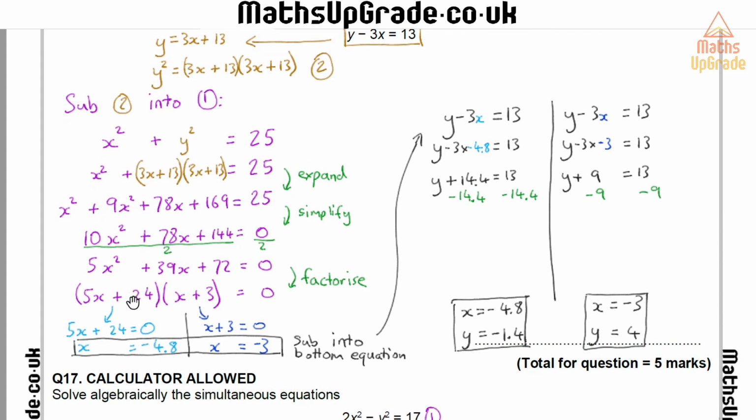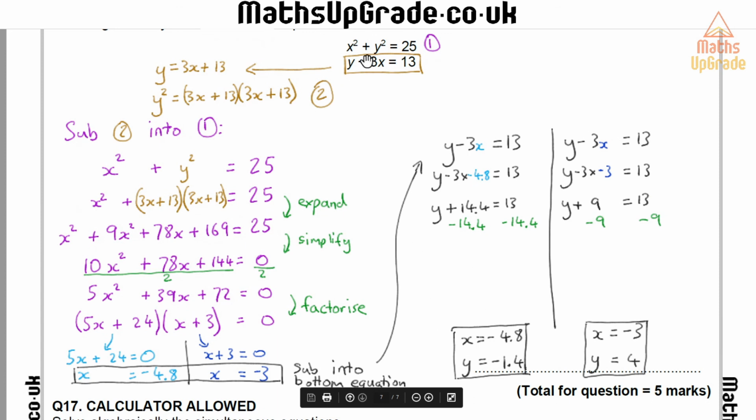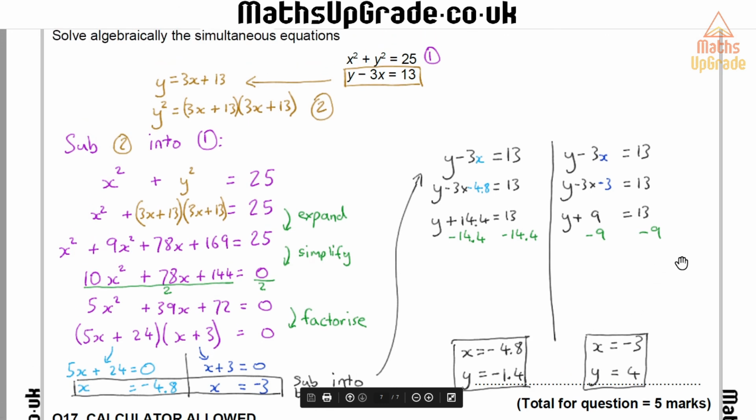Since the product of two brackets equals 0, each bracket must equal 0. So I'll get x equals negative 4.8 and x equals negative 3. If I substitute each of these values in turn into any equation here, then I get the values of y. I'm going to choose the bottom equation since it's a simple linear equation, and I get the value of y as negative 1.4 and 4. Then I pair them up with the corresponding value of x from here, and I write that on the answer line, and that will give me 5 marks for that question.